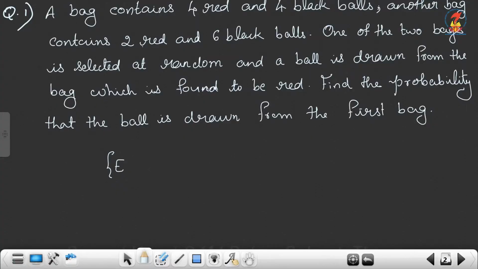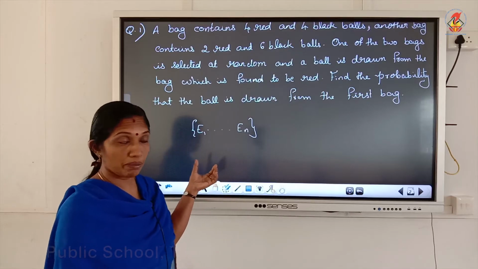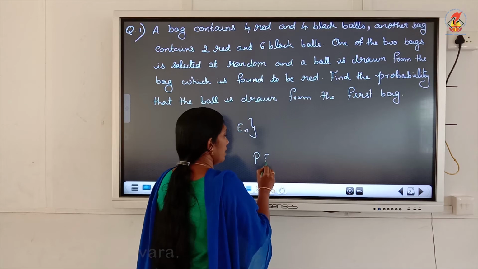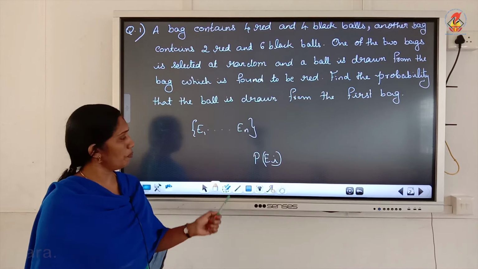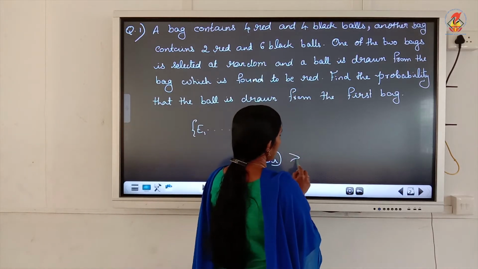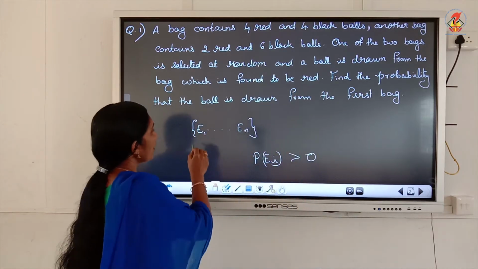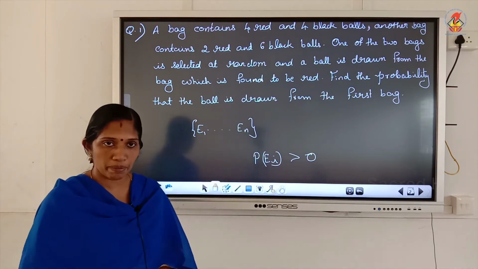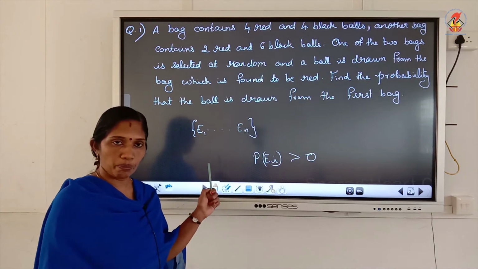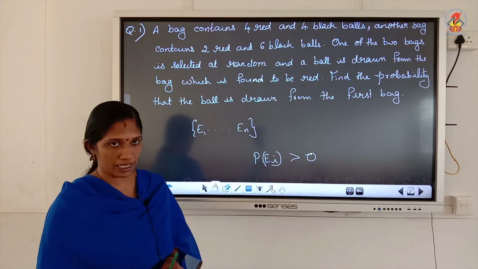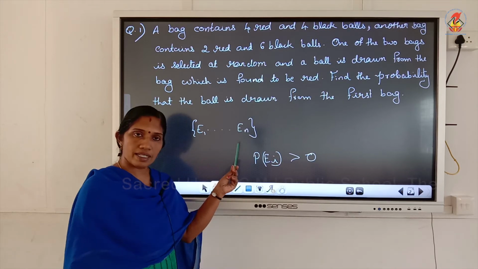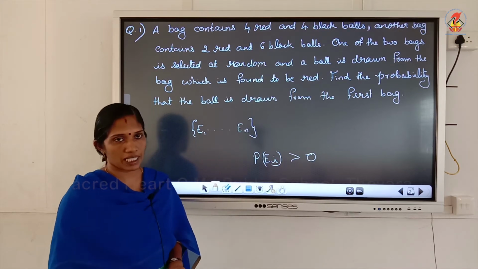Let E1, E2, etc. En be a partition of a sample space. Partition means P of Ei, that is probability of these events E1, E2, etc. En, should be greater than 0, and the union of all these events must be the sample space, and they should be pairwise disjoint, that is intersection of two events must be a null set. Then we can say that this set forms a partition of a sample space.